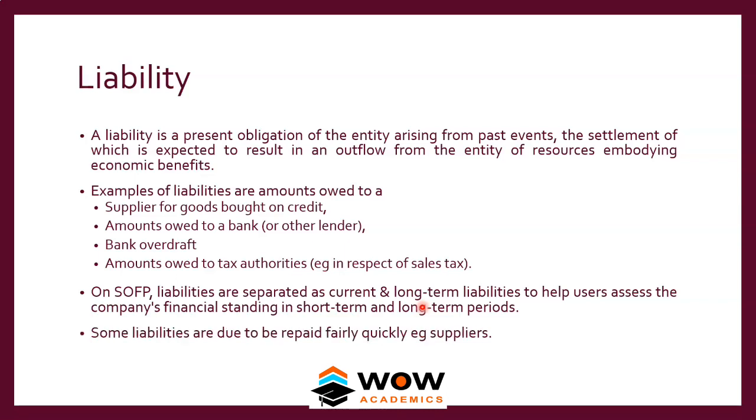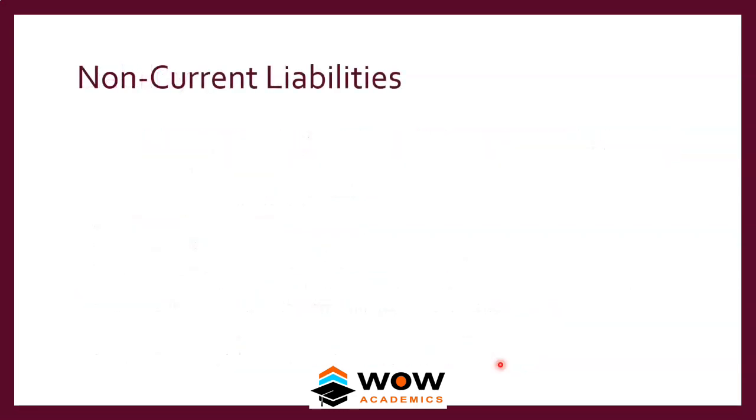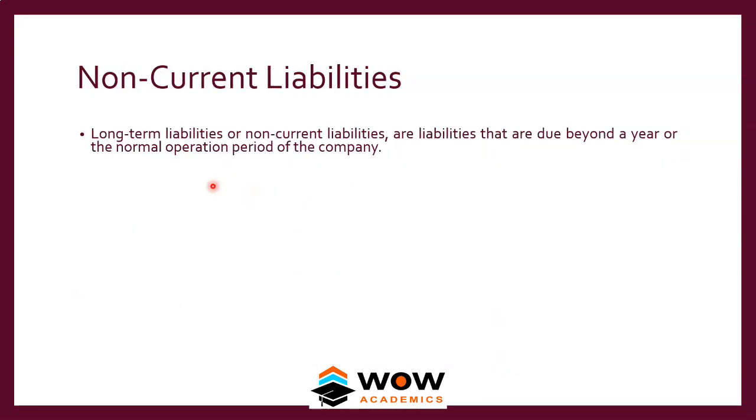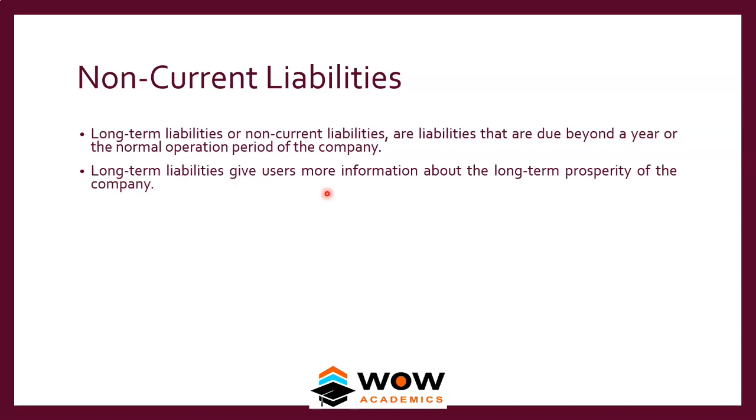Some liabilities are due to be repaid fairly quickly, for example suppliers. Some people we pay within a year, and for some people we take a long time to pay, more than a year. Those become non-current liabilities. So now we'll see what non-current liabilities are. Long-term liabilities or non-current liabilities are liabilities that are due beyond the year or the normal operating cycle of the company. Long-term liabilities give users more information about the long-term prosperity of the company.